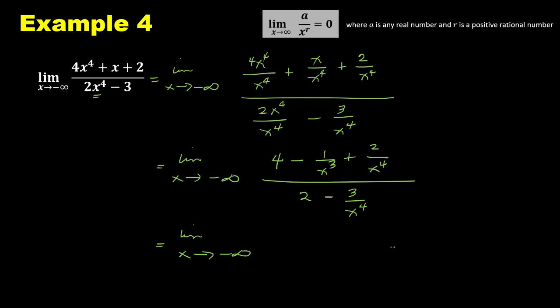And again, we need to remember the concept of the limit of a over x raised to r as x approaches infinity is equal to 0. So negative 1 over x cubed would give us a limit of 0, same with 2 over x raised to 4, and negative 3 over x raised to 4. So what's left would be 4 over 2, and 4 over 2 is 2. The limit of a constant is itself. Therefore, the answer here is 2.